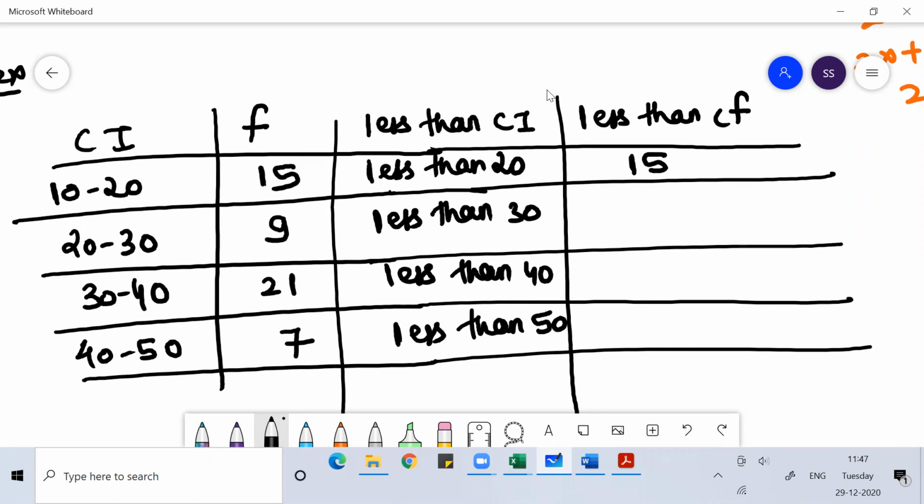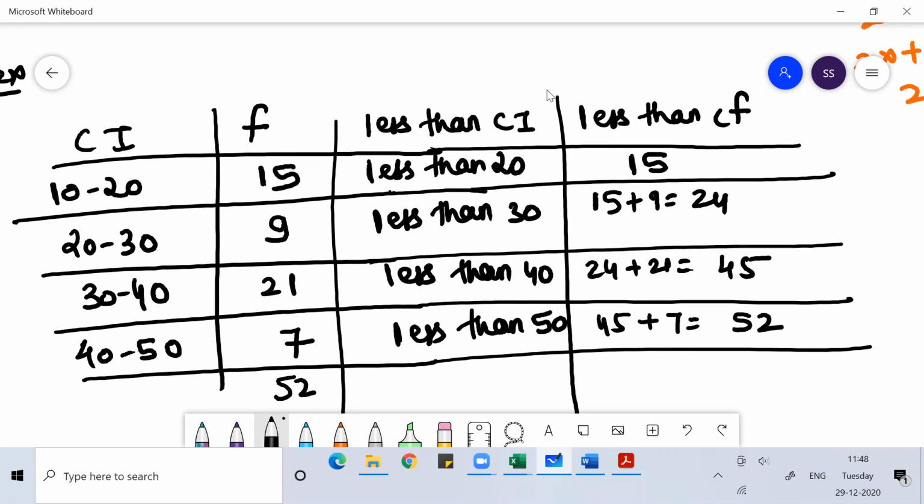The cumulative frequency for the first is 15. For less than 30, it means 15 plus 9, that is 24. For less than 40, it would be 24 plus 21, that is 45. Then for the last, 45 plus 7, that is 52. So the sum of the data is 52.